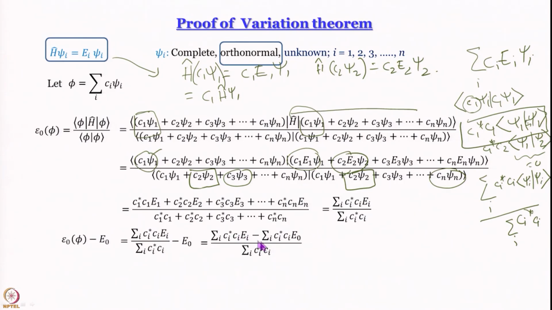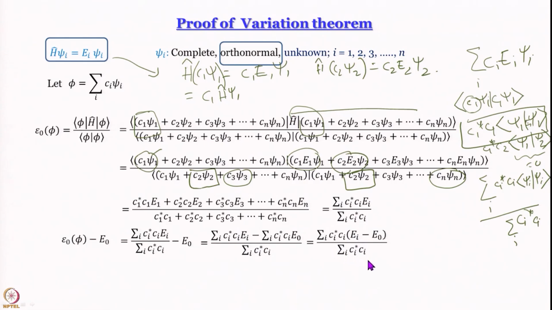So I will just rush through. This is basically one summation minus another summation, alright. So I can just make it one summation, and in both the cases the coefficient of Ei is Ci star Ci. So I can write it like this: Ei and E0 both have coefficient Ci star Ci. So I get this: the numerator is the sum over i of Ci star Ci multiplied by Ei minus E0, divided by the sum of Ci star Ci.